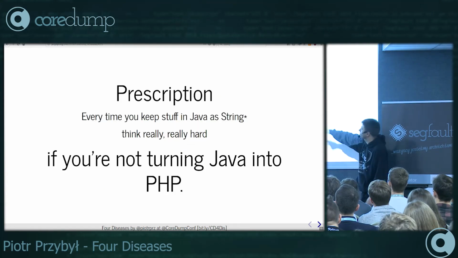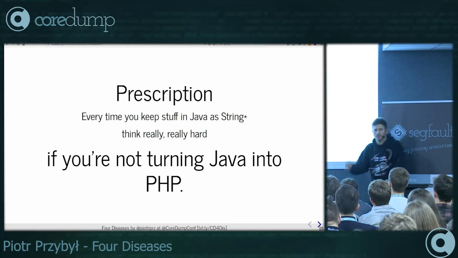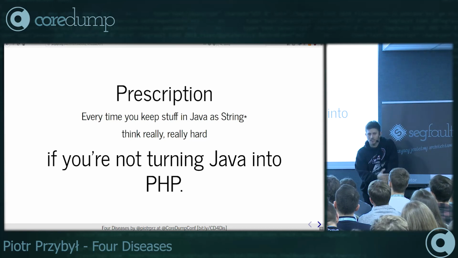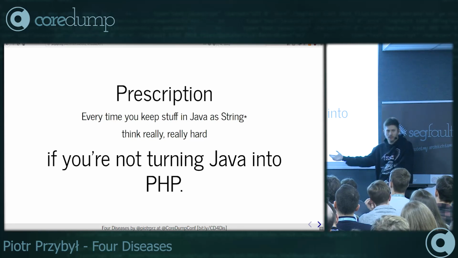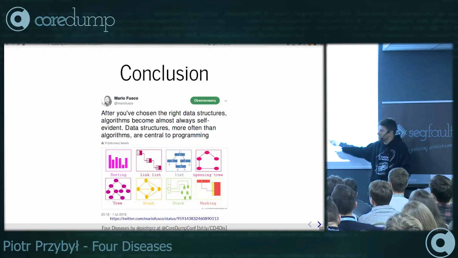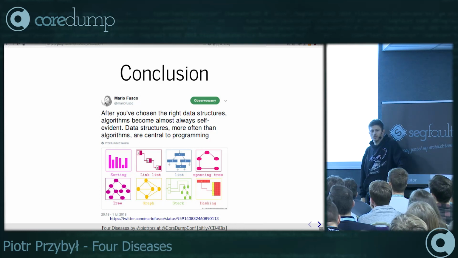Okay, my prescription: every time you keep stuff in Java as a string or as a primitive, think really, very hard, guys, if you're not turning Java into PHP. Really, because if you keep everything as string, as integer, as long, without any type aliases or whatever, you end up having PHP, because there's a string you need to interpret every single time. So the conclusion is like this. After you've chosen the right data structure, algorithms become obvious. So data structures, and therefore also UI, dictate what becomes obvious or not in your business, in your application, in our systems.